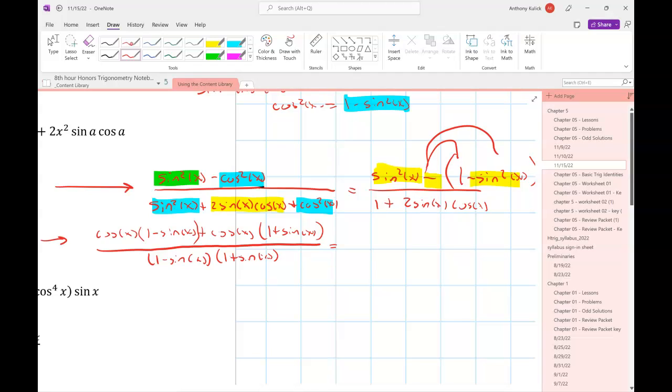What do you think I should do next? Chanel? You could try foiling the common denominator. Yeah, let's just multiply everything out and see what we get, right? So we'll distribute in the numerator and then we'll FOIL down in the denominator. Now the denominator is nice because it's a difference of two squares, so the FOILing is really easy.